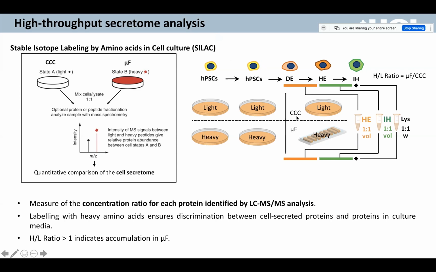And then we collected supernatants during differentiation, and we also collected the lysates at the end of the commitment towards the hepatic fate. So this approach allowed us to measure the ratio of concentration of each protein identified by the mass spectrometry analysis. Therefore, it's a straightforward measurement of what is more accumulated in the microfluidics compared to the standard Petri dish. Also, this approach allows us to discriminate between cell-secreted proteins and proteins already present in the media, or contaminants, for example. And of course, at the end, we looked at the proteins with an H/L ratio, meaning heavy to light ratio, higher than 1, which indicates higher accumulation in microfluidics.